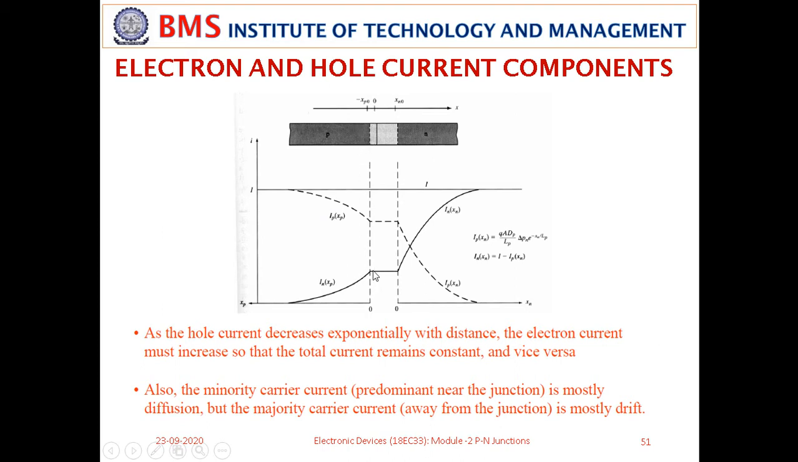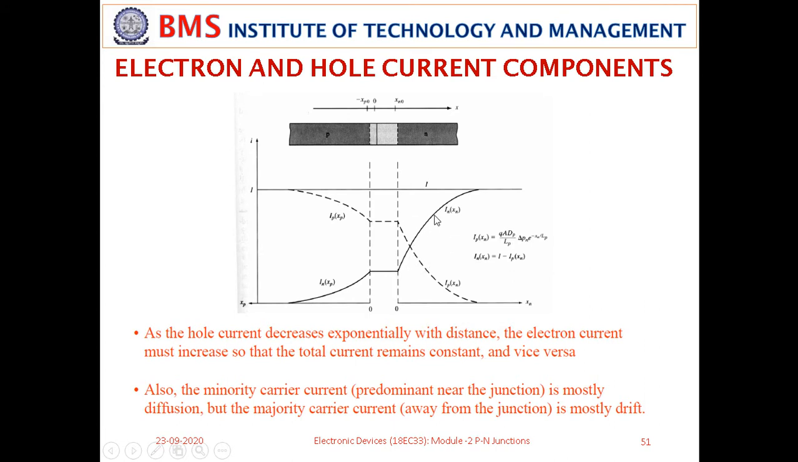On the other side, the minority carrier current is In of xp. This is the electron current as a function of distance. It is high at the edge of the depletion region, and as you move deeper into the p side it keeps decreasing. This is basically a very small current. Usually minority current flow takes place due to drift, due to the electric field in the depletion region. On the other side you see the converse.